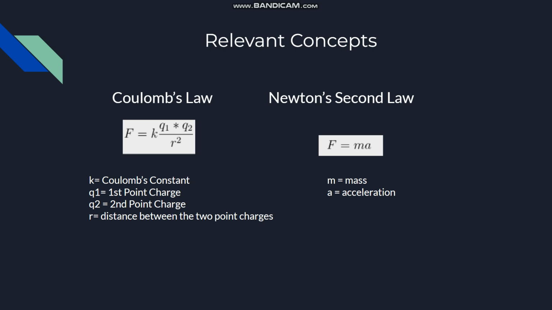Some relevant concepts are two major things. We're going to use Coulomb's law. Coulomb's law is Coulomb's constant, Q1 is the first point charge, Q2 is the second point charge, and R is the distance between the charges. And Newton's second law, F equals mass times acceleration. We're going to be using these two to determine the different charges between the two tapes.